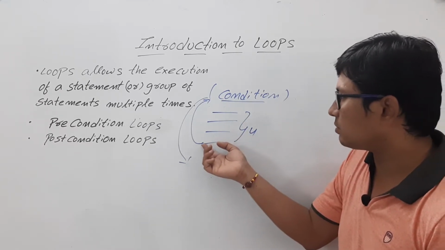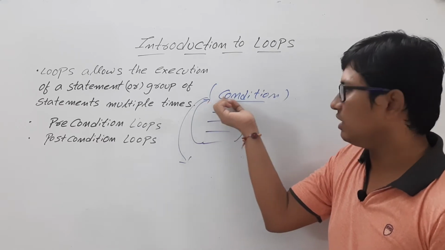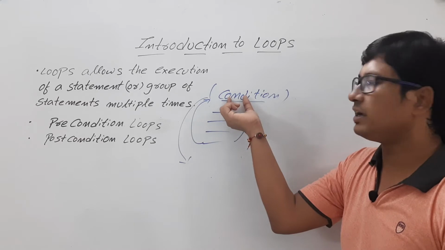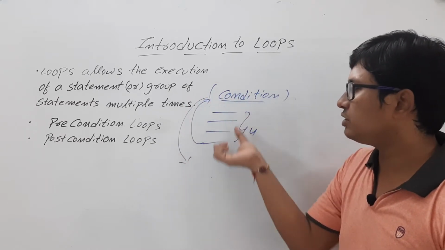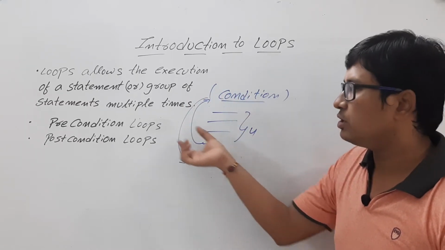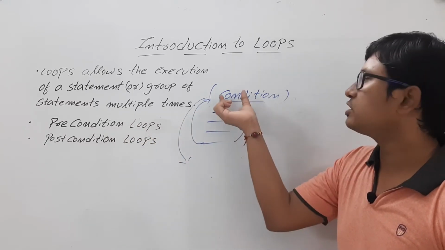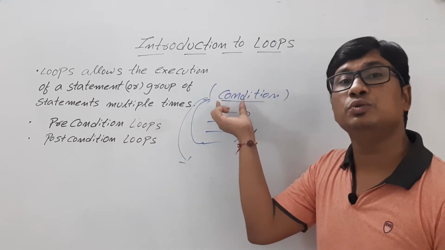After executing the statements, again you will check the condition. Again, if the condition is true, you will execute the statements. When the condition fails, you will stop executing the statements and come out of the loop. So this is what a precondition loop is. Before executing the statements, you will verify whether the condition is true or false.